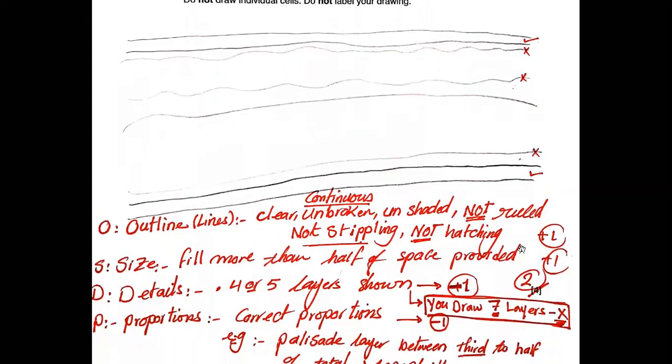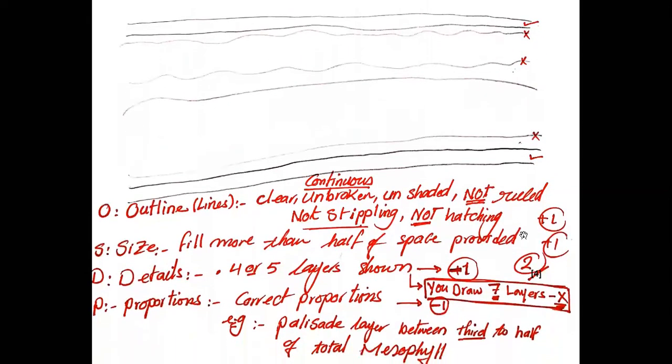So let's go through marking this specimen. Here for the outline, normally the outline should be clear, single, continuous, or unbroken, unshaded, not ruled, not stippling, not hatching lines. These are all of the criteria that may be mentioned. And in some cases, I saw some of you, I know there are few, but still, they may use a compass, a protractor, or a ruler. Actually, this is totally unaccepted and should be avoided.